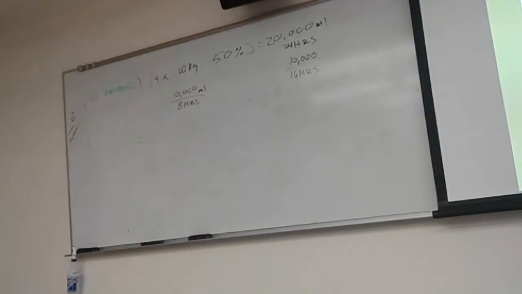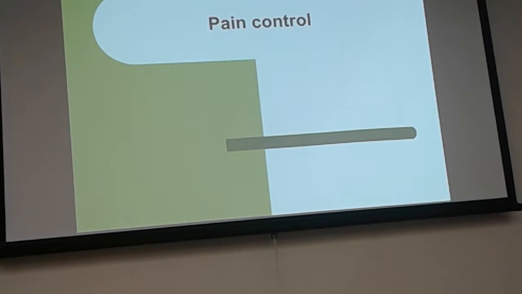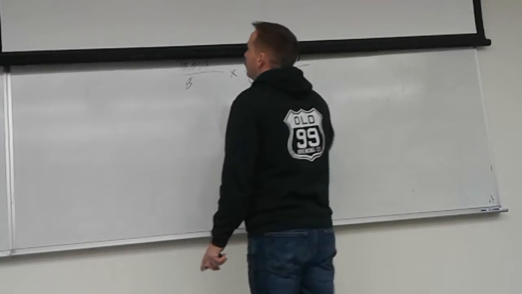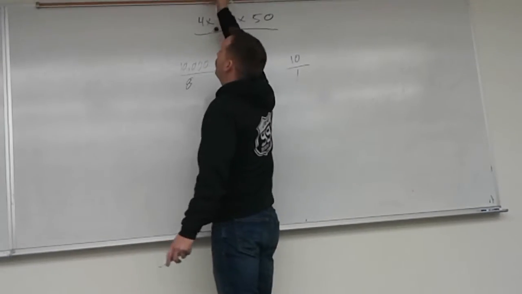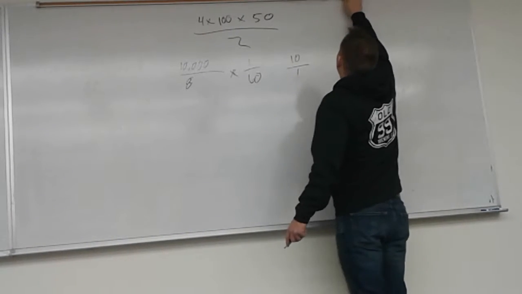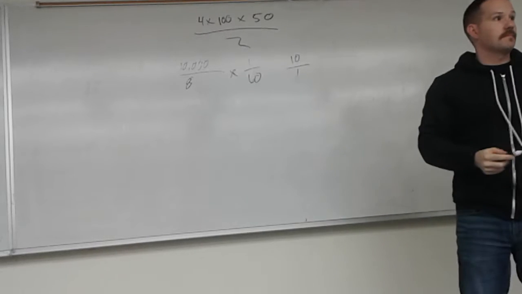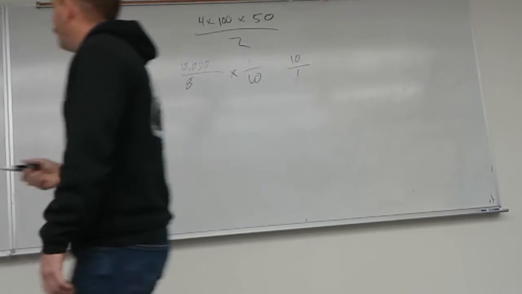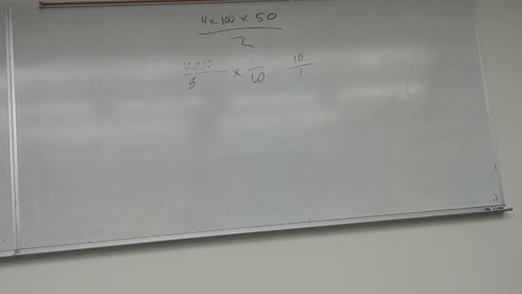So we need to figure out how much fluid we need to give per minute. You're not converting that 50% into a decimal, or you just times it by 50? No, I am not. I'm just times it by 50. Yep. So we end up with our 10,000 milliliters.